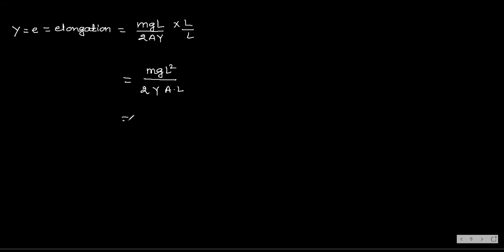Now A into L is again volume. So this is mgL square divided by 2, A and L is V. So only V into Y. What is that? V into Y. Okay. Now this m and V, that is m by V, can I substitute it as density, because rho is equal to m by V, and therefore this elongation e is equal to rho g L square divided by 2Y. This is also an important formula.